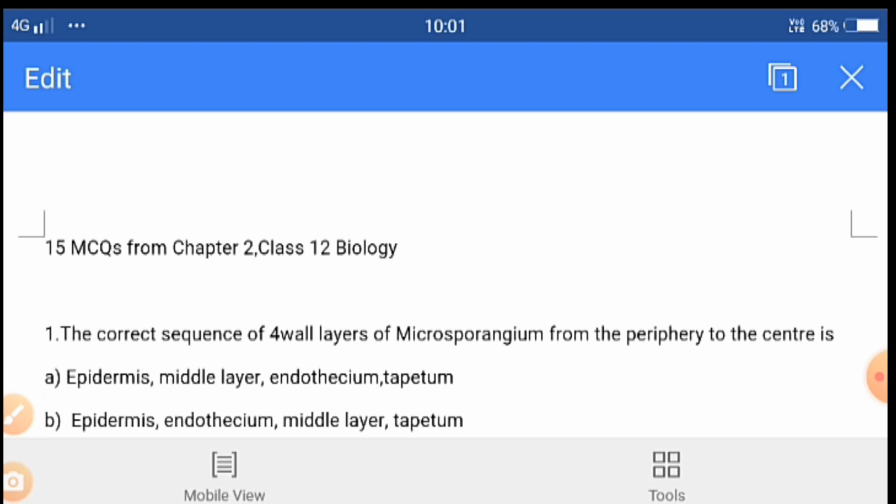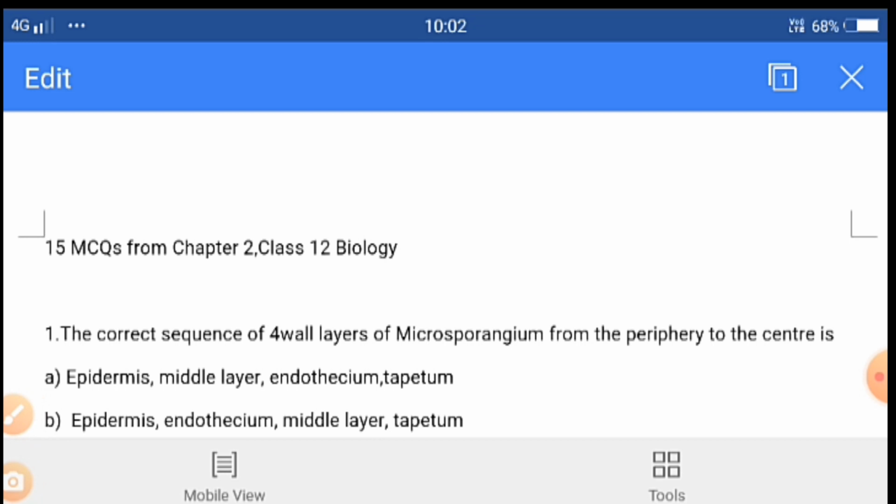Today we will practice 15 MCQs from chapter 2 of class 12 biology NCERT, and the name of the chapter is reproduction in flowering plants. So let us start. The first question is on your screen.